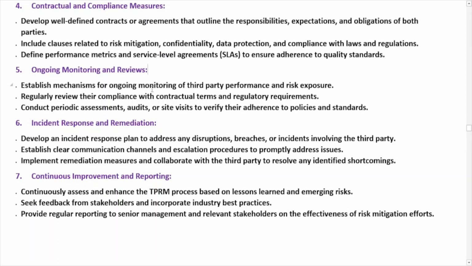In this step, companies establish mechanisms for ongoing monitoring of third-party performance and risk exposure. They regularly review their compliance with contractual terms and regulatory requirements. They also conduct periodic assessments, audits, or site visits to verify their adherence to different policies and standards as well.